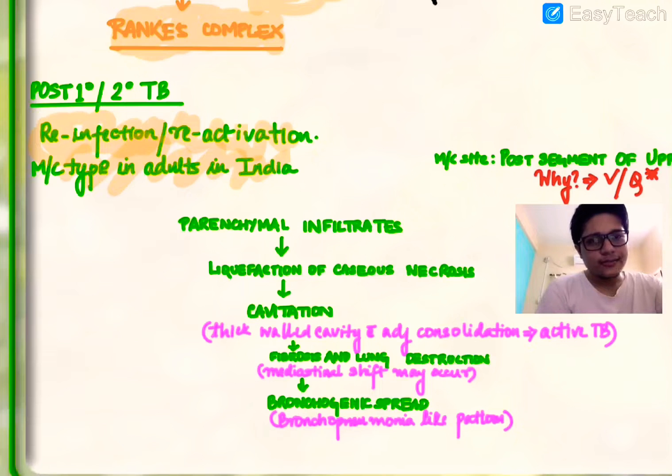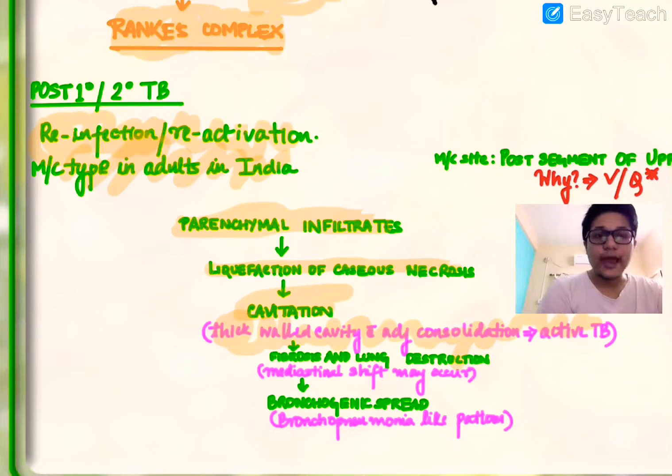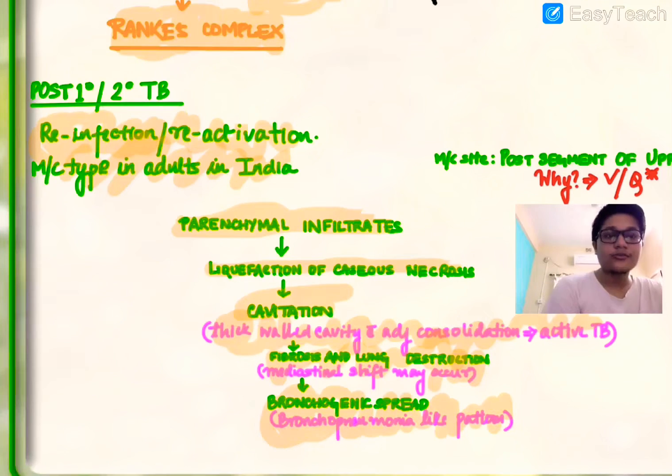So first there will be parenchymal infiltrates, then there will be caseous necrosis followed by its liquefaction, then there will be cavitation. If there is a thick walled cavity with adjacent consolidation, this is absolute proof that it is an active form of tuberculosis. Following cavitation, there will be fibrosis and lung destruction. And because of this, the trachea may be shifted and there will be mediastinal shift. And finally, there will be bronchogenic spread, and a bronchopneumonia-like pattern may be observed in the chest.